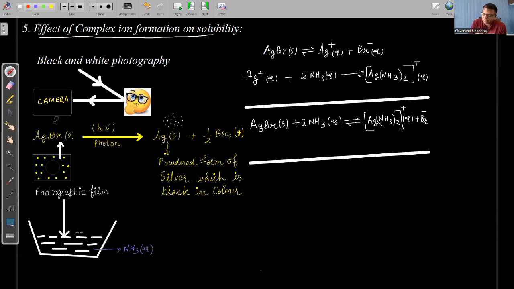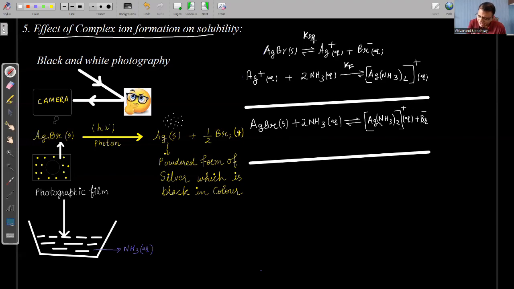So here is the concept: AgBr in solid state, when dissolved, will form Ag plus ion and Br minus ion. Since ammonia is there in the solution, Ag plus is the central atom and will combine to form a complex, and this linear complex is very stable. The more the stability, the larger the equilibrium constant of this reaction, which is known as the formation constant. Formation constant means the central atom and ligand combine to form an ionic complex, and the equilibrium constant of that reaction is known as the formation constant. For the first reaction, the equilibrium constant is known as the solubility product.